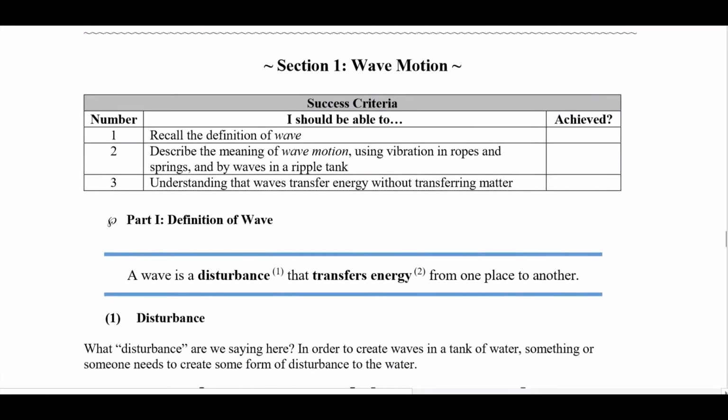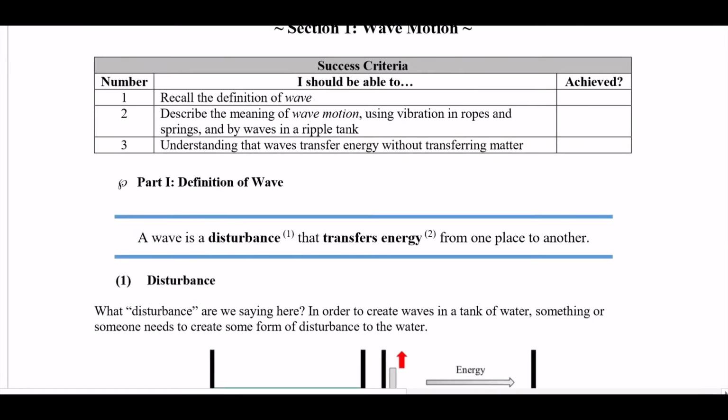First part, we're talking about wave motion. We need to recall the definition of a wave, the meaning of wave motion, using vibration in ropes. Remember that we're looking at the battle ropes. We can create a wave in ropes. And then understanding that waves transfer only energy, but not matter. We'll take a look at more of that later.